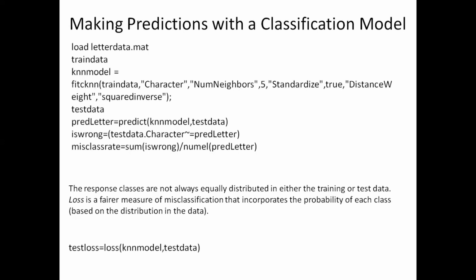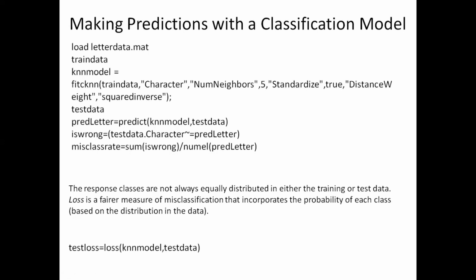Now once you develop this model, next we need to test this model. For that we have got this test data. This test data is also available in this letter data.mat. So to test the model, we use the function predict. The input for this function predict is the KNN model that we have developed and the test data, and the predictions made by the model are stored in the variable named pred letter.